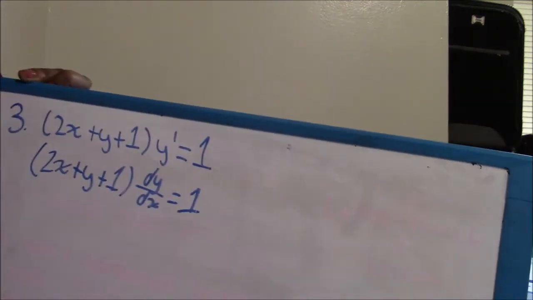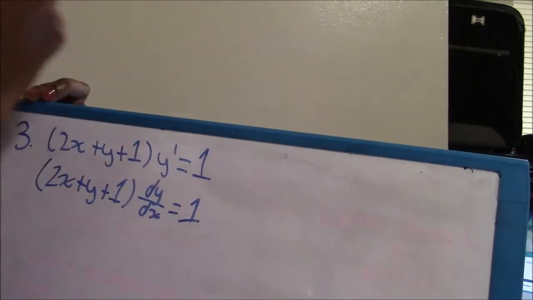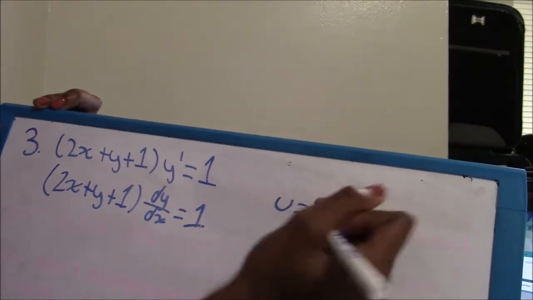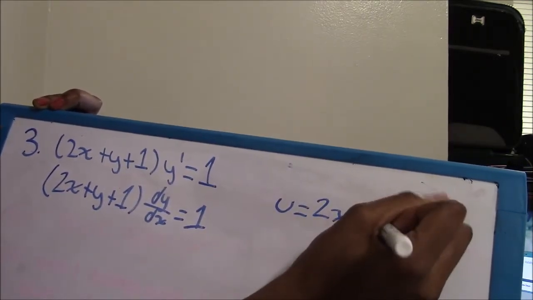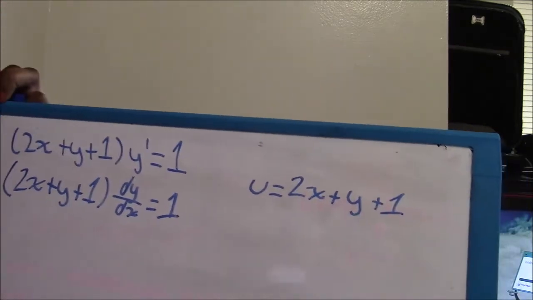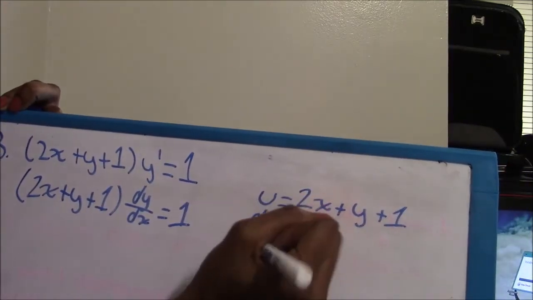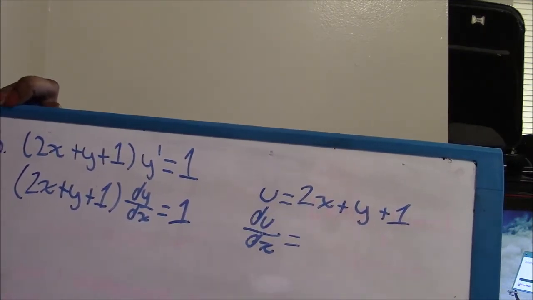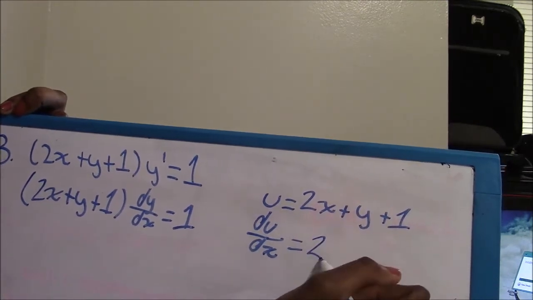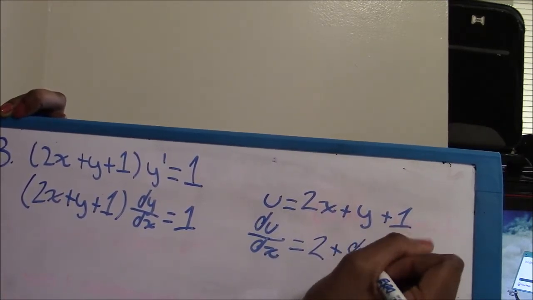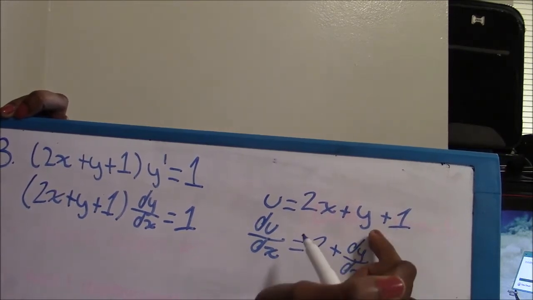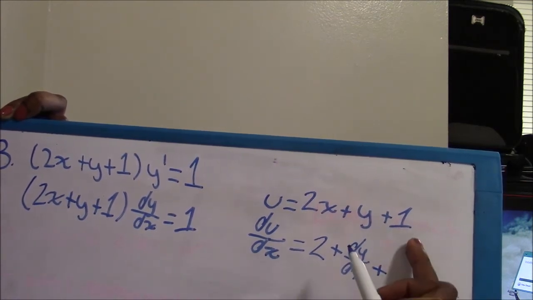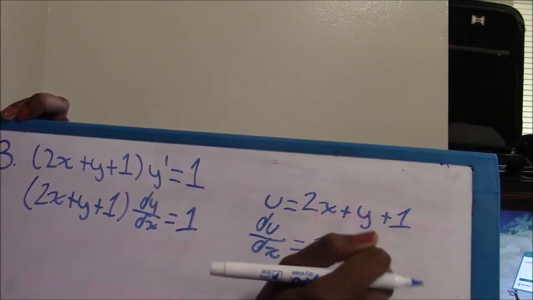Now what we're going to use in this problem is u substitution. So we're going to pick this to be u. So u is going to equal 2x plus y plus 1. Now we're going to do du dx, so that means we're taking the derivative with respect to x. So this is just going to be 2, plus dy dx, because it's the derivative of y with respect to x, and then of course plus 0, or nothing at all.